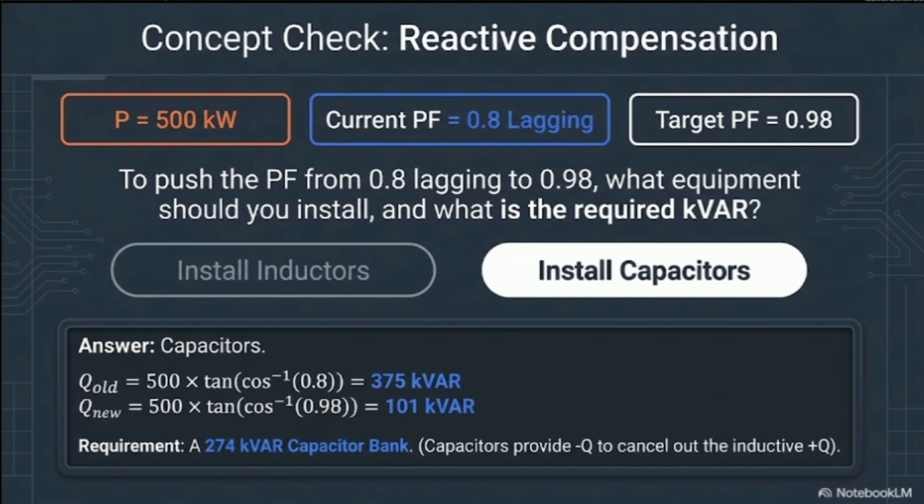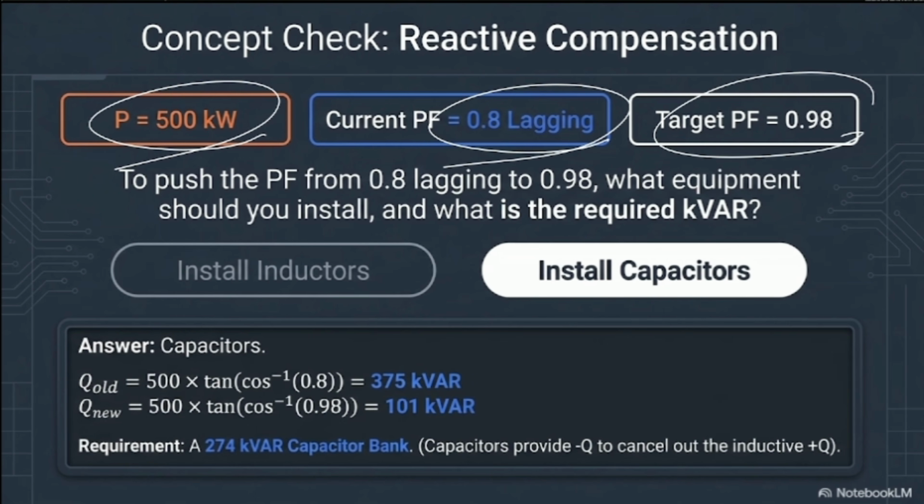Let's talk about another example, and imagine that P is going to be 500 kilowatt. At the first point, I had 0.8 lagging, and our target is going to be 0.98. Again, when we are talking about lagging, it means that Q is positive, but so much positive. I would like to reduce that value. I still would like to have a positive Q, but our target is going to be 0.98. By targeting 0.98, something happened in between and Q reduced so much.